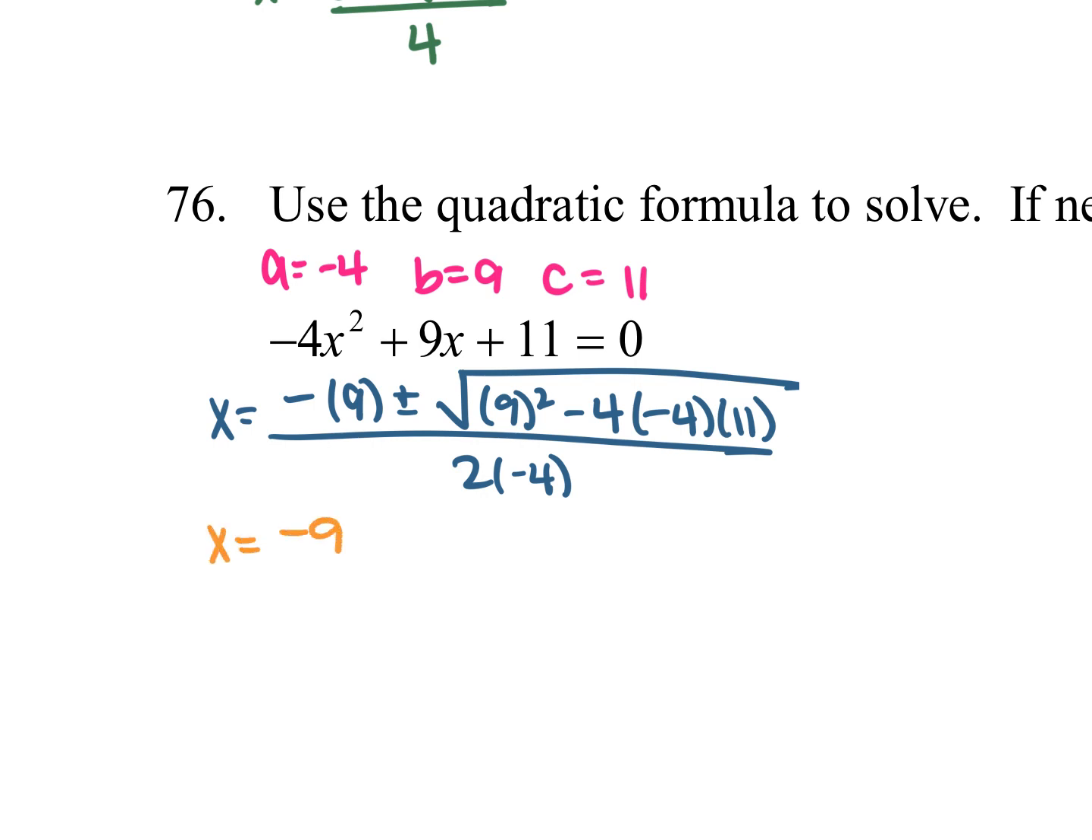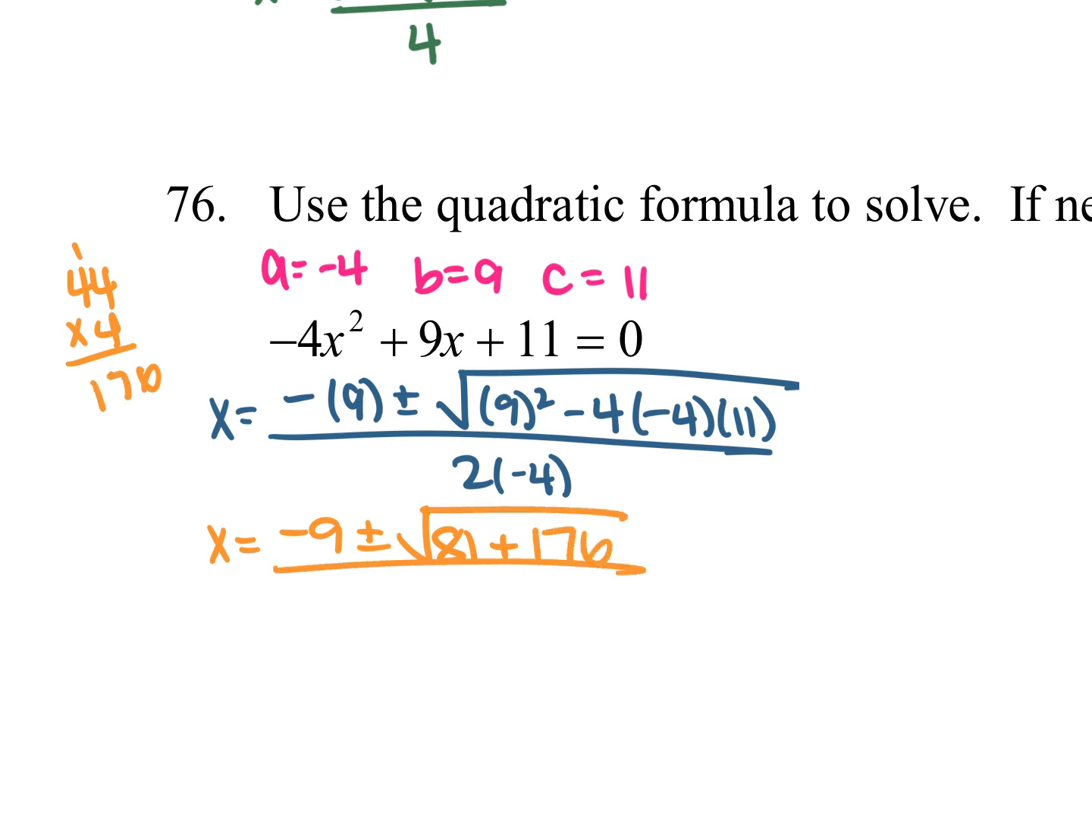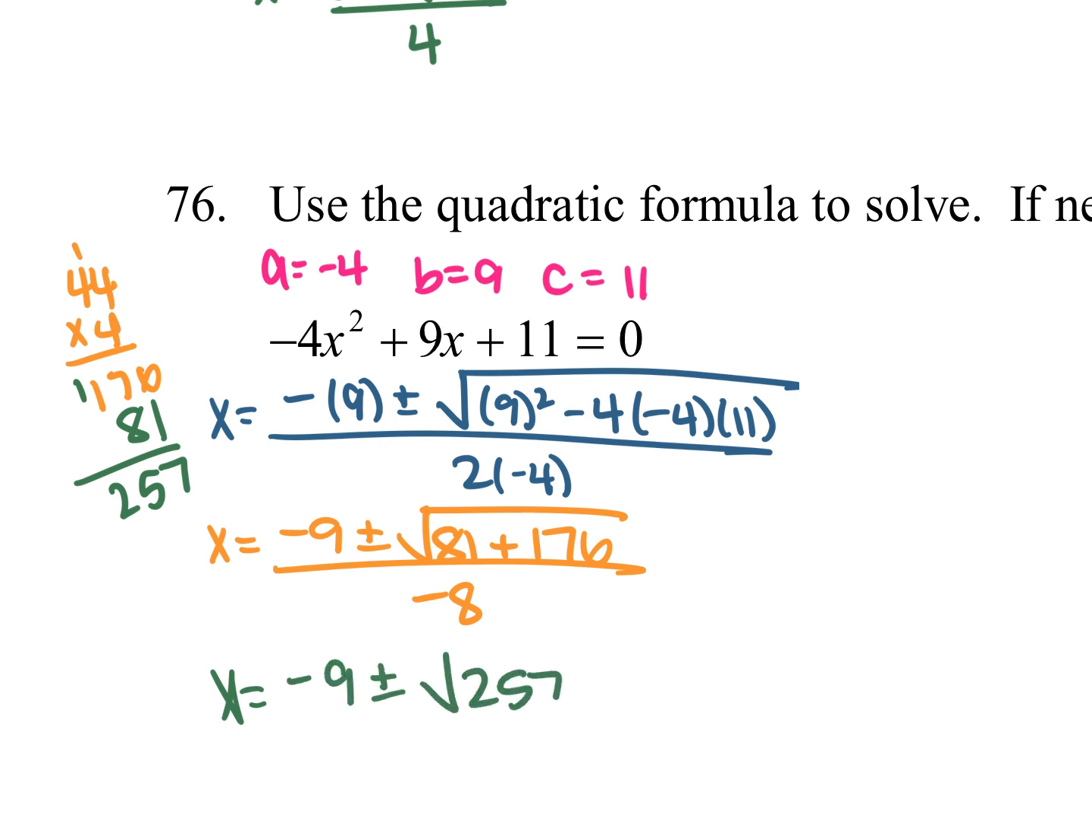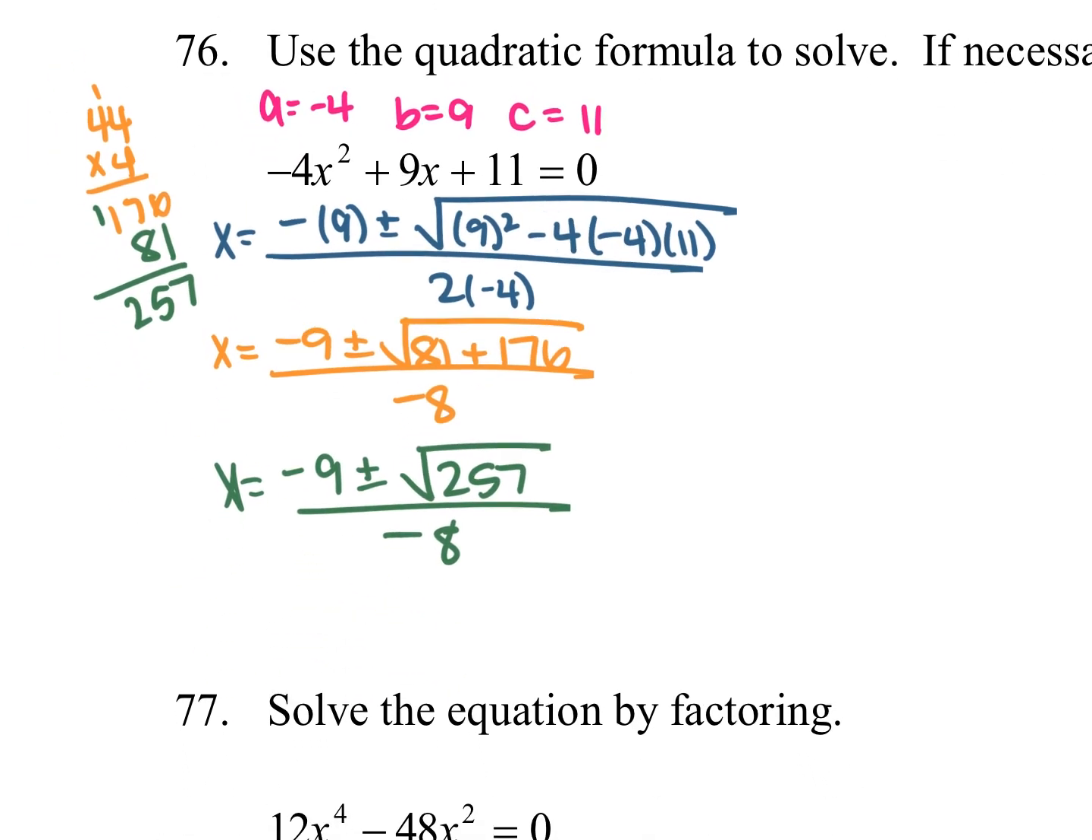You have negative 9 plus or minus the square root of 81 plus 4 times 11 is 44 times 2, or sorry, times 4. 4 times 4 is 16. 4 times 4 plus 1 is 17. That's 176. And this is all over negative 8. From here, we add the 81 with the 176. That gives us 257. So negative 9 plus or minus the square root of 257 all over negative 8. You don't necessarily need to keep the negative in the denominator. You can pull it up top. It would just change the 9 into a positive 9.